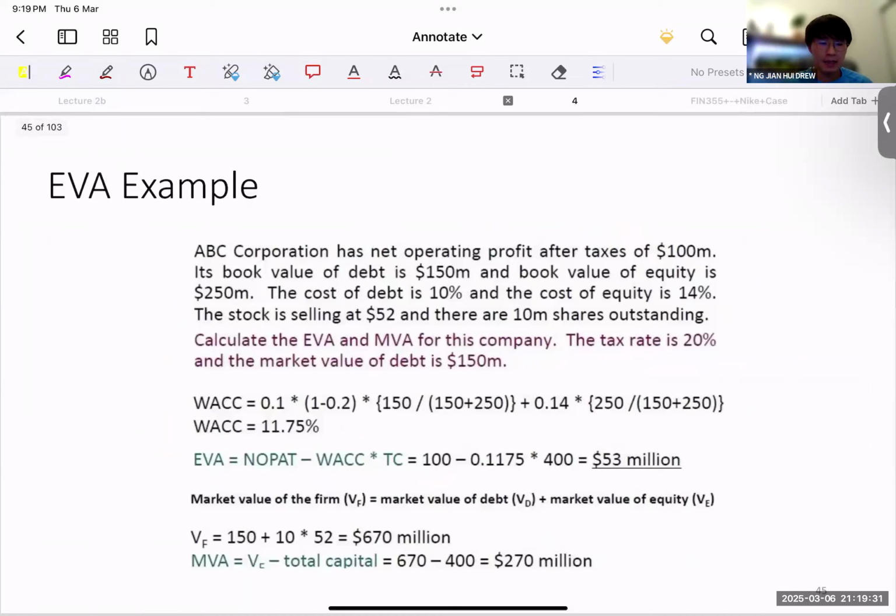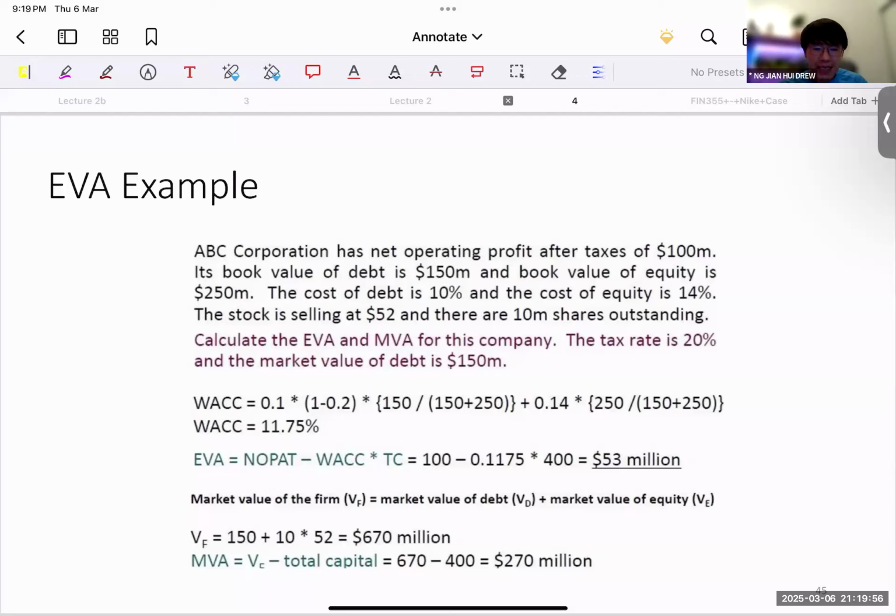Another example here: this company ABC Corp has a net operating profit after tax of 100 million. The book value of debt is 150. The book value of equity is 250. The cost of debt is 10%. Cost of equity is 14%. Stock is selling at 52. There are 10 million shares outstanding.